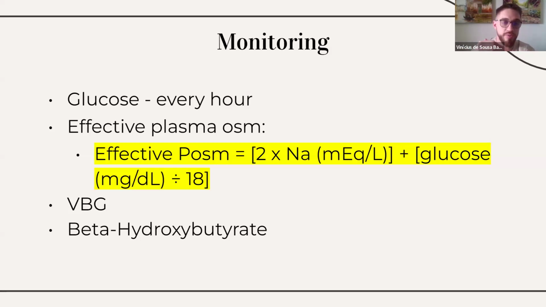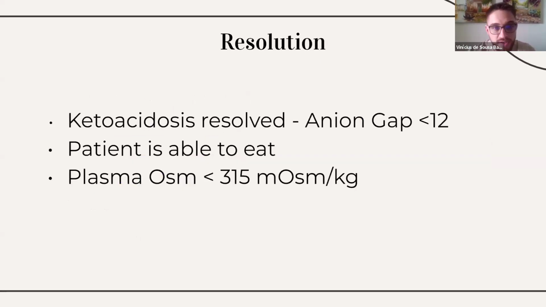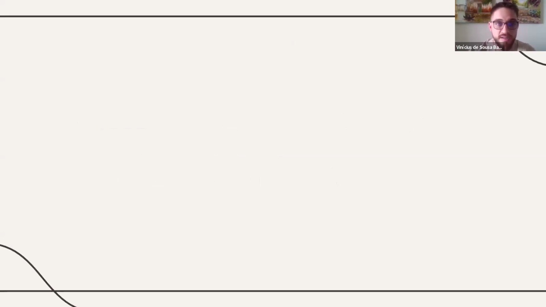You can also proceed with the calculation and the analysis of the VBG, and see if the beta-hydroxybutyrate levels are at a normal level. So the resolution is when the anion gap is less than 12, the patient is able to eat, and as I said, the plasma osmolarity is less than 315.